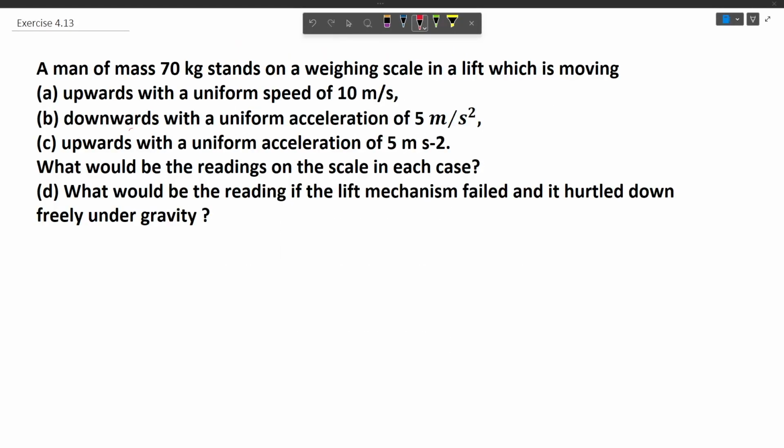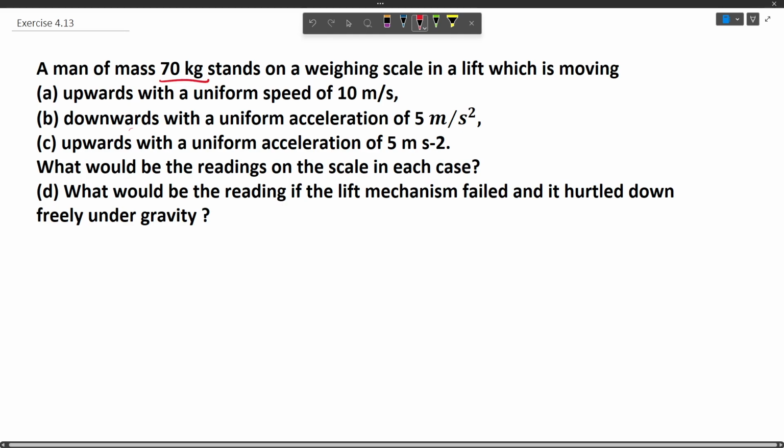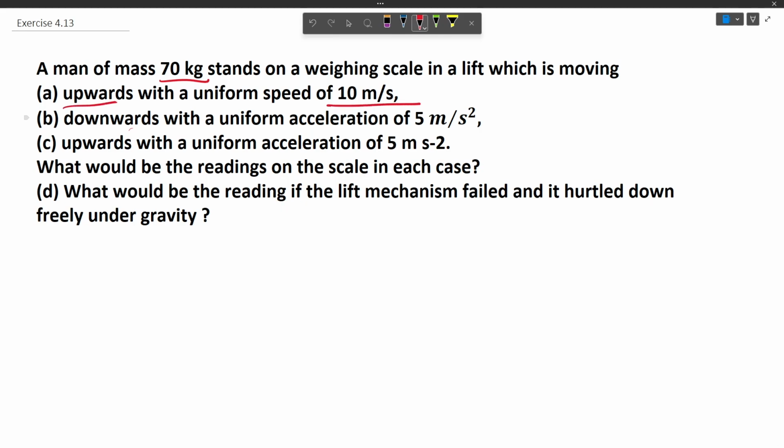The question says that a man of mass 70 kg stands on a weighing scale in a lift which is moving upward with a uniform speed of 10 meter per second, downward with a uniform acceleration of 5 meter per second square, upward with a uniform acceleration of 5 meter per second square. We have to find out the reading on the scale in each case, and also what would be the reading if the lift mechanism failed and it hurtled down freely under gravity.